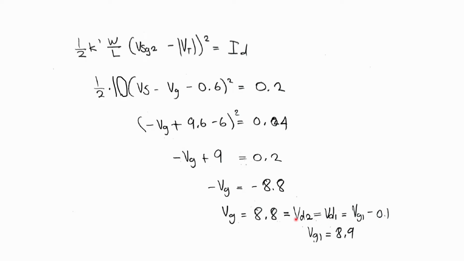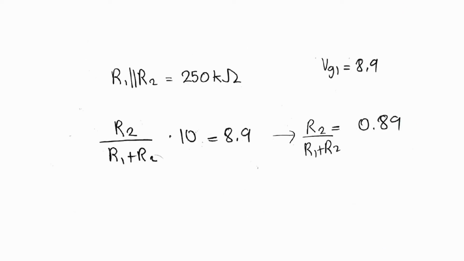Now, if you recall earlier, we also established another relationship, which is VD1 is 0.1 less than VG1. Using that relationship and the fact that we just learned VD1 is 8.8 volts, we can establish that VG1 is 8.9 volts. Now we have two equations that relate R1 and R2, which is that R1 in parallel with R2, which is the input resistance, must equal 250 kiloohms, and the voltage divider that R1 and R2 form with the voltage source must give us 8.9 volts at the gate.